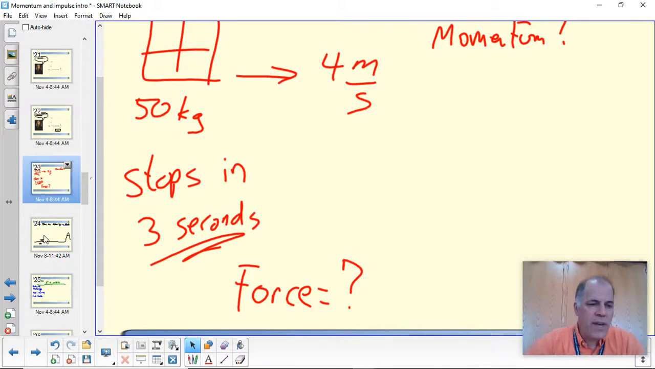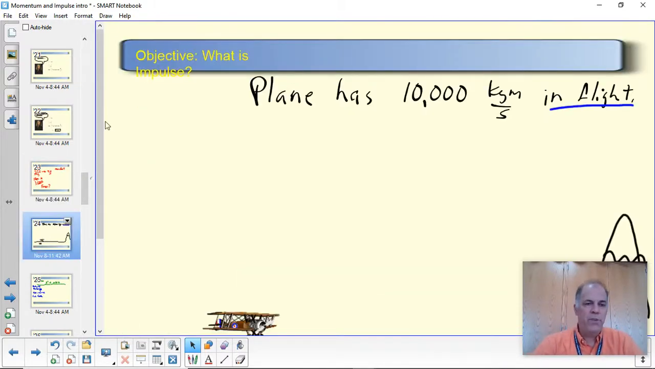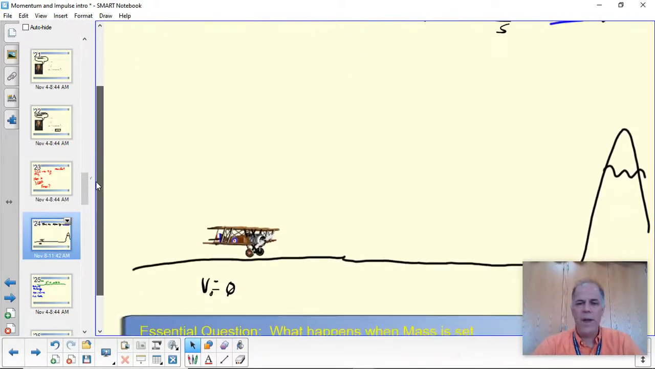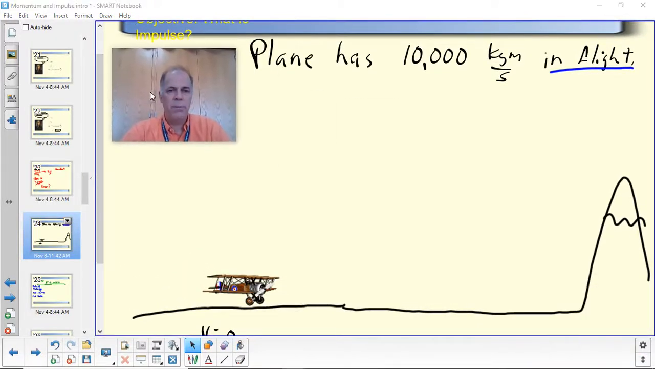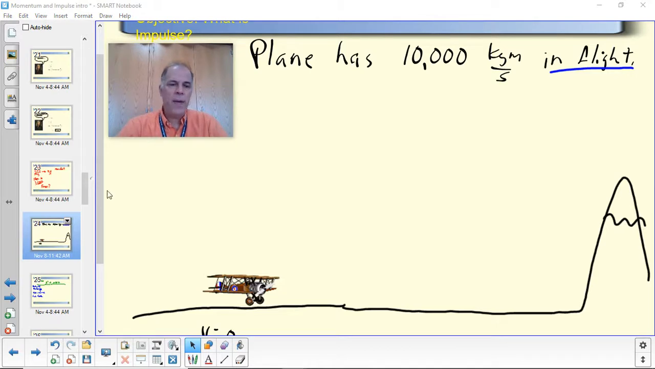Okay, now I want to get this idea of impulse illustrated in another way. We'll get away from the math for just a moment. So let's move my picture up here. That's a better place. And imagine we have an airplane that is on a runway.